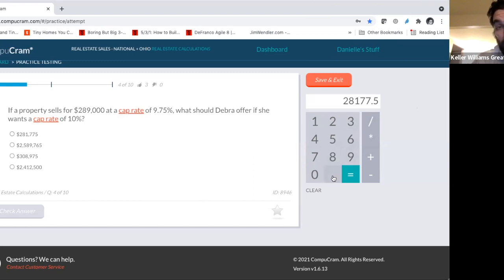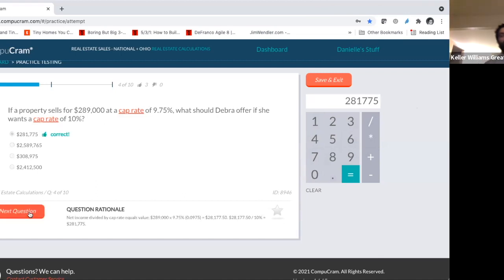Because to get from price and rate to income, we just multiply. To get from income and rate to price, we divide income by rate. So divide by 0.1. The answer is going to be A. So here's one way to remember this and to cross-check yourself, right? If the cap rate is going up and the income is staying the same, the price has to go down, right? So a higher cap rate means a lower price at the same income because that's the rate of return.